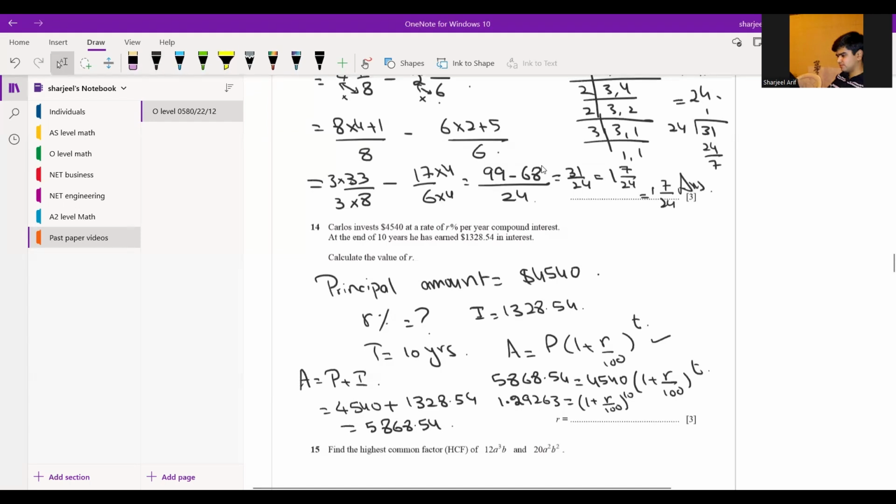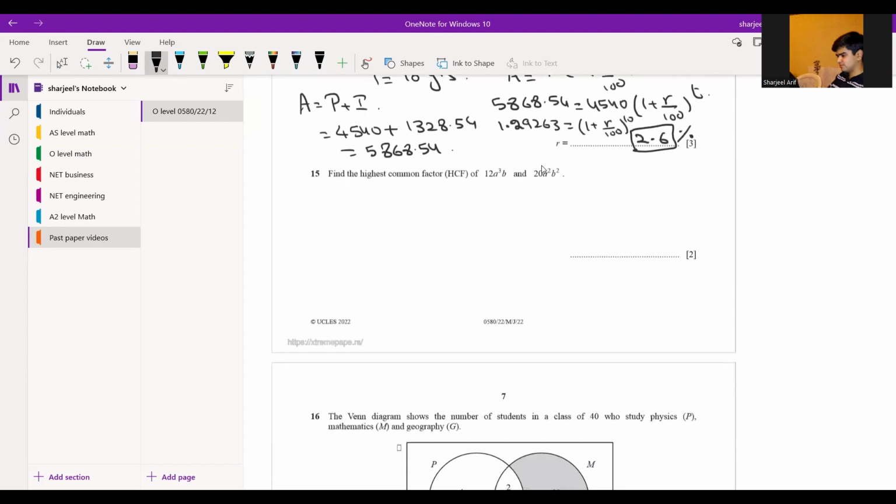So by solving it, we will get 1.026 equals 1 plus R by 100. So we will deduct 1 from it. This will become 0.26 equals R over 100. 100 will multiply with the decimal value, so you will get 2.6% as your answer.